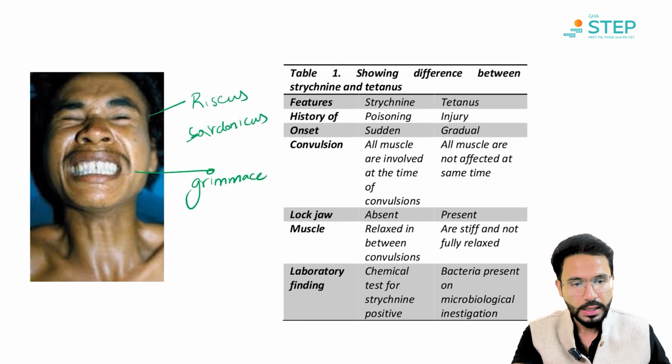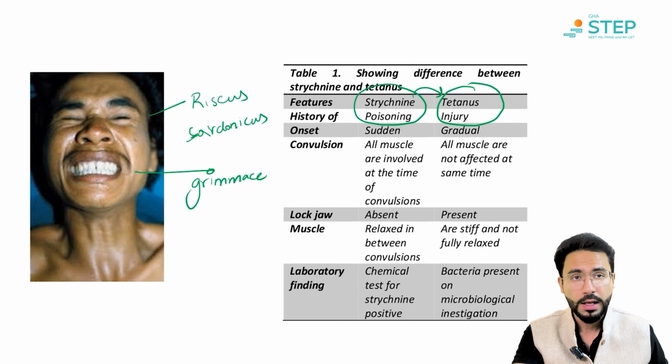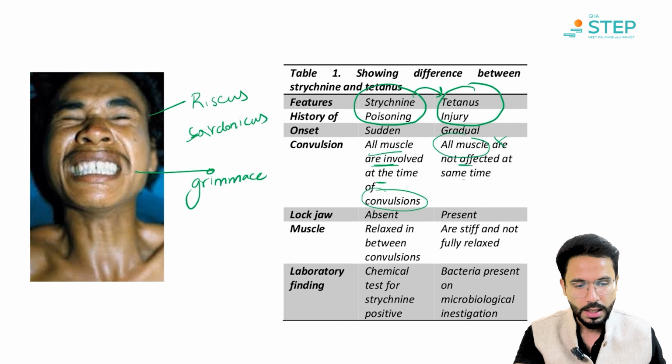And then strychnine poisoning is compared with tetanus. Why are we comparing this? This is a medico-legal importance: strychnine poisoning causes all muscles to be involved at the same time in convulsions, whereas in tetanus convulsions, not all muscles are affected at the same time. A very important distinction again is that the question also stated that the muscles are relaxed in between, whereas in tetanus it is not so. They are stiff and not fully relaxed.